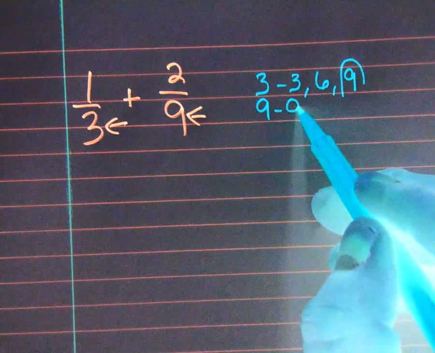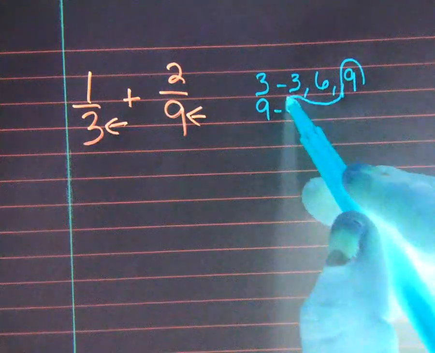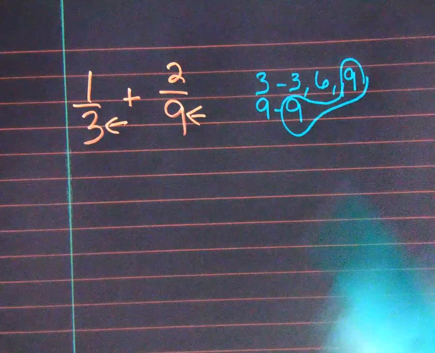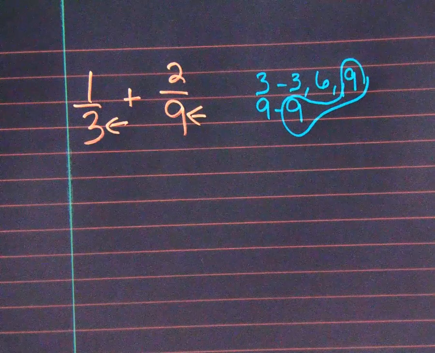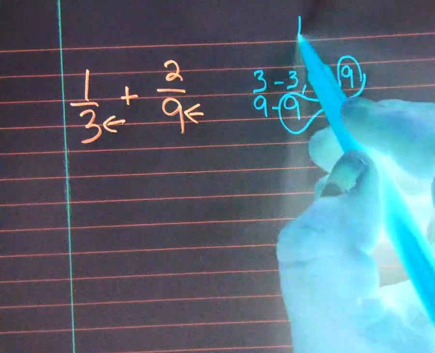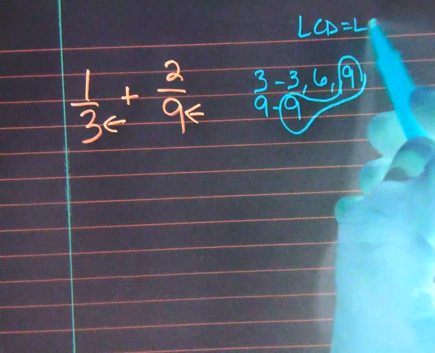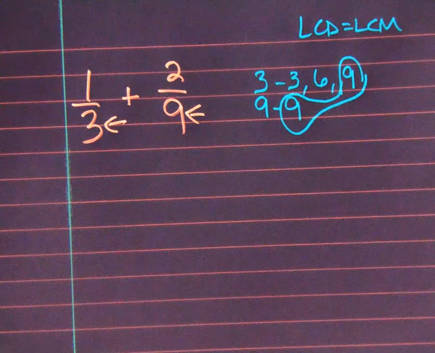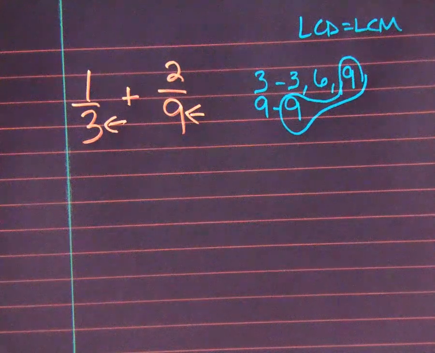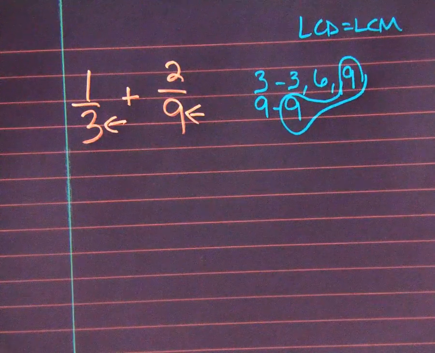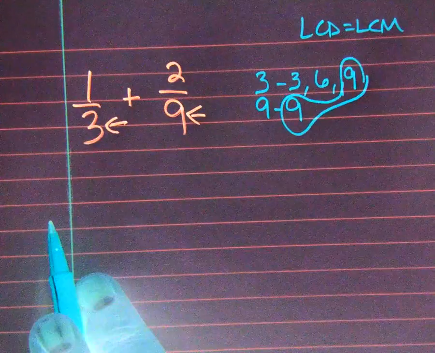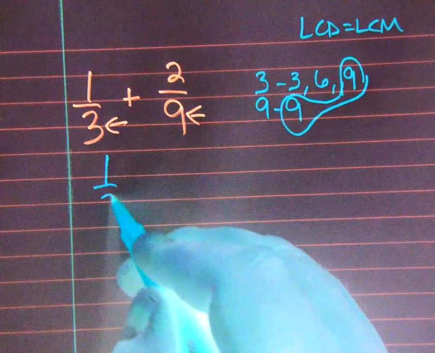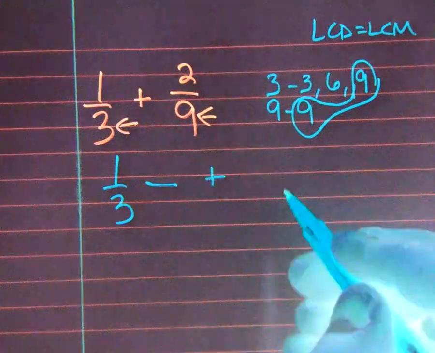I can already tell that my 9 is going to be matching the first 9 in that skip counting, or multiples of 9. So I can already see that my least common denominator, which is the same as my least common multiple, is 9. And I'm trying to find the smallest denominator that's the same so that I can change both of these fractions to that denominator. So we set it up like this.